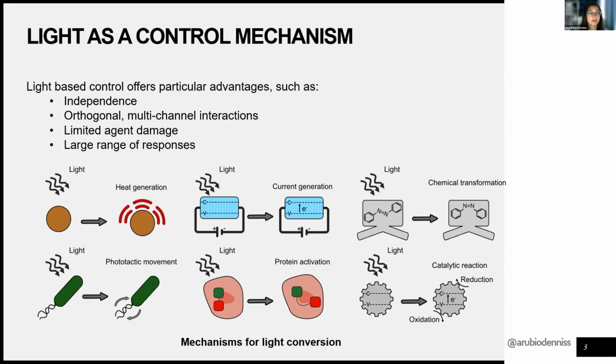On the same token, you can also have the capability for orthogonal control, so using different wavelengths to interact with things in different ways. A lot of things are responsive to light at different wavelengths. Relatively low agent damage and a large range of responses. And by that, I mean all these examples on screen. Depending on the kind of medium you're working with, light can be used to generate heat, to generate currents, for chemical transformation, catalytic reactions, and for more organic processes such as phototaxis or protein activation. So thinking about things like optogenetics. So light's a really powerful tool at these scales.